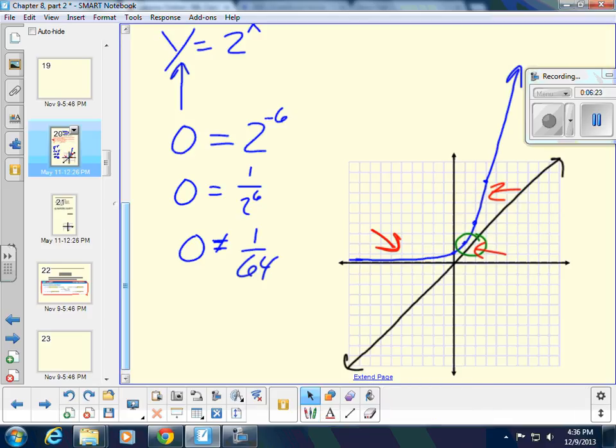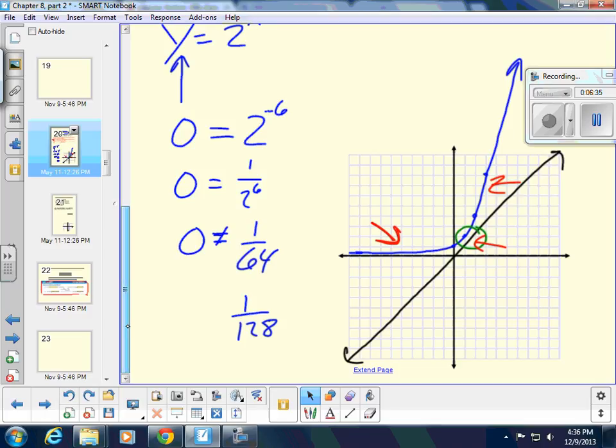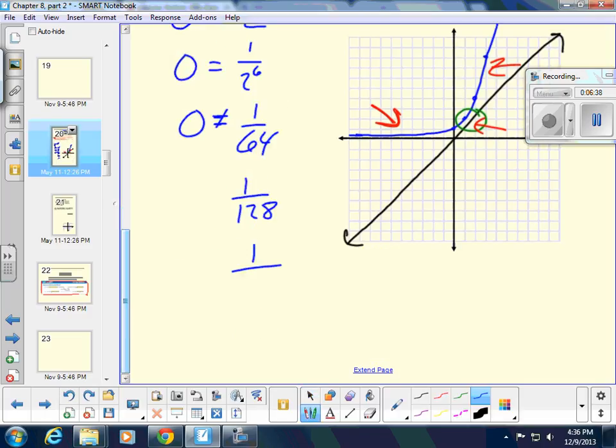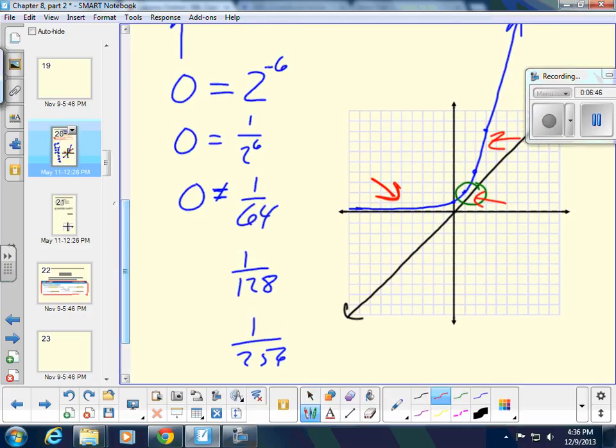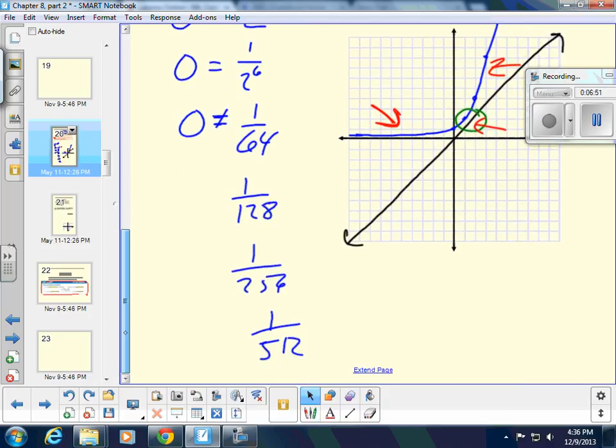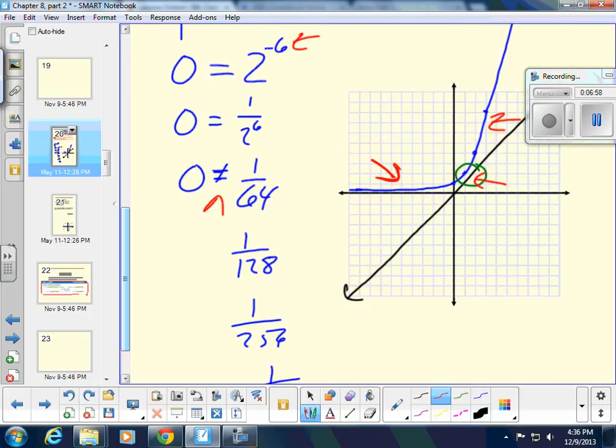And I could have 1 over 64, or the next one to be 1 over 128, 1 over 256, 1 over 512. If I just keep doubling that number, I'll get a smaller and smaller fraction. If I keep plugging in more negative values for x, I'll keep getting a smaller and smaller fraction, but I will never get to 0. I always have 1 over something, even though it's 1 over some really big number. It'll still be 1 over something, so I can never get to 0, which is what I'm saying right here.